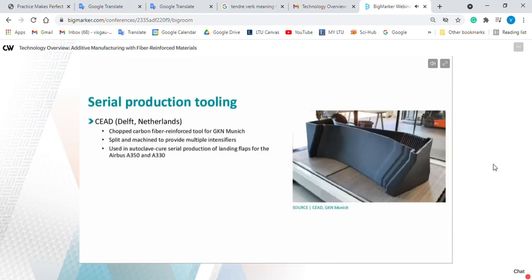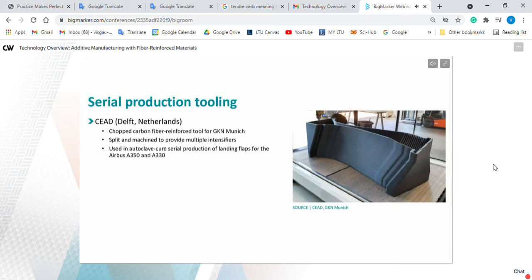One important thing about what CEAD is doing, and I wrote about this, is that they are already involved in the use of 3D printing for serial production tooling. So they have been working with GKN Munich. And the part you see there was split and the machine down, and it provided several intensifiers that are actually used right now in the serial production of the landing flaps for the Airbus A350 and the A330.